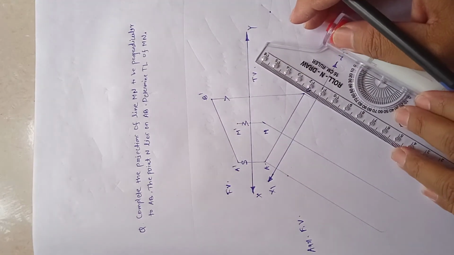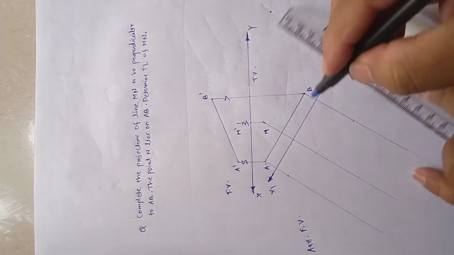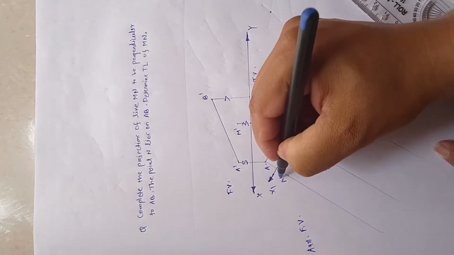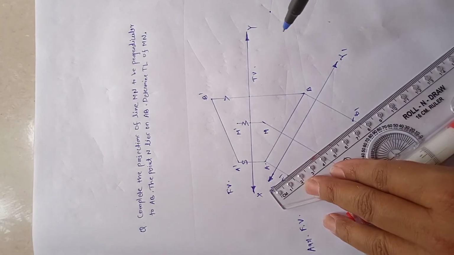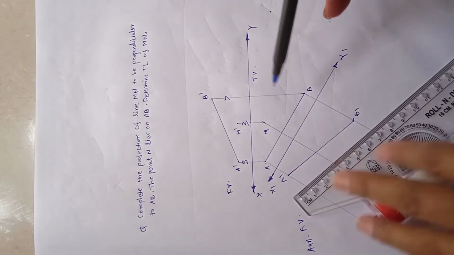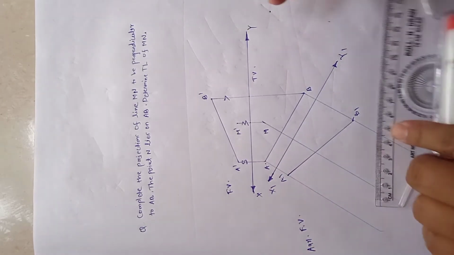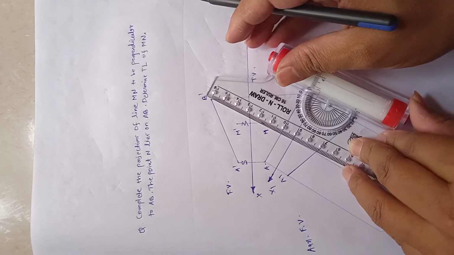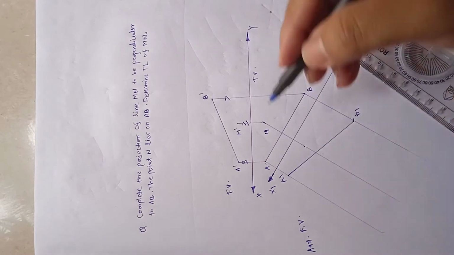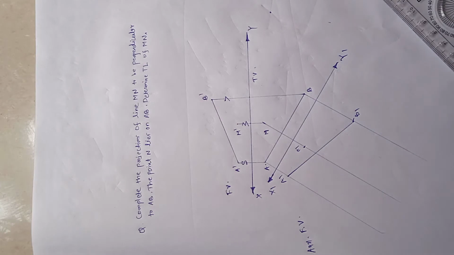Point A and point B. So this is B1, this is A1. Join these two points. Then for point M, this is also 10 mm. So transfer it on this projector of M. This is M1.